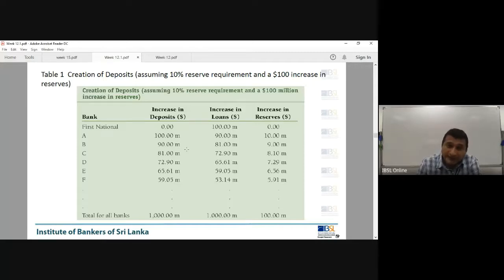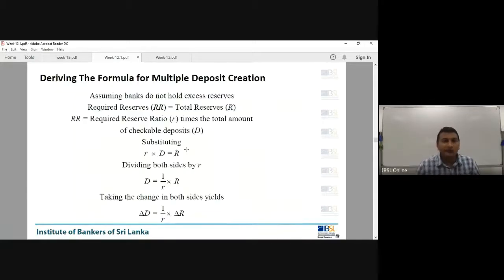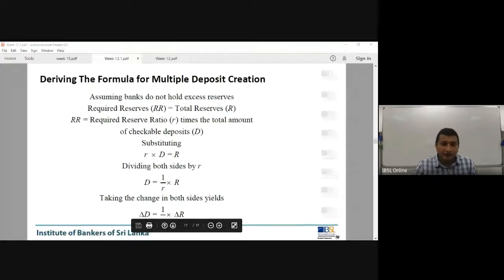So this process is known as the simple multiple deposit creation model. So you could see this, and we can go on and elaborate on this in a little more detail in the form of a formula. Before I move into this formula, any questions?